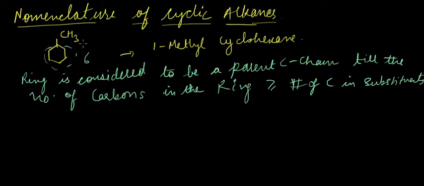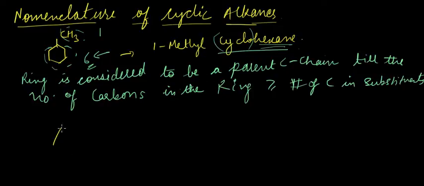Okay, so in this case the number of carbon atoms in the ring was 6, but for the substituent it was only 1. So the nomenclature would be based upon the number of carbon atoms in the ring, which is 6, hence the word root would be cyclohexane. Cyclo is the prefix, and the word root would be hexane.